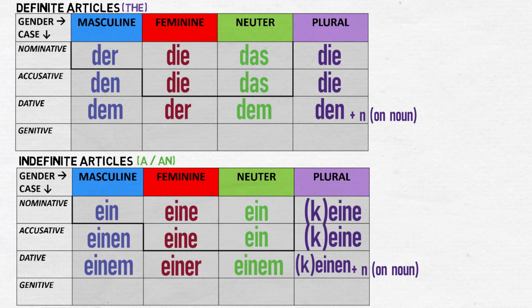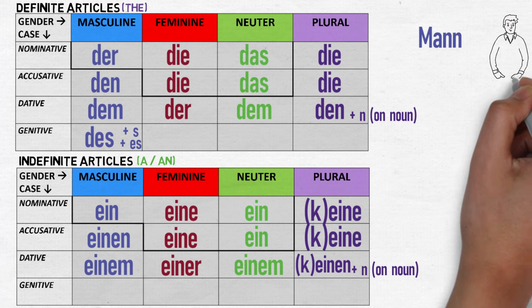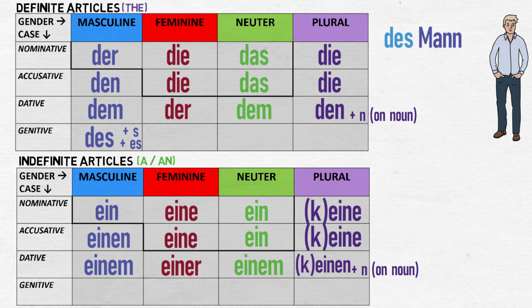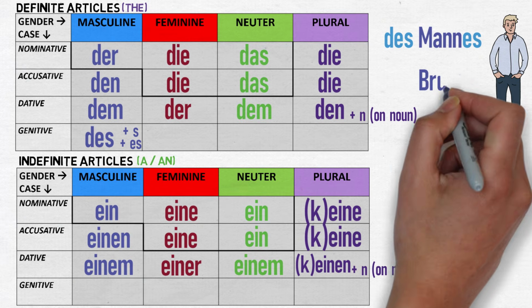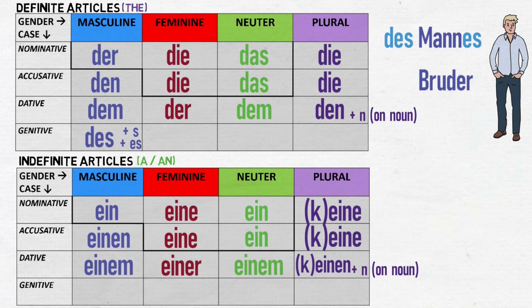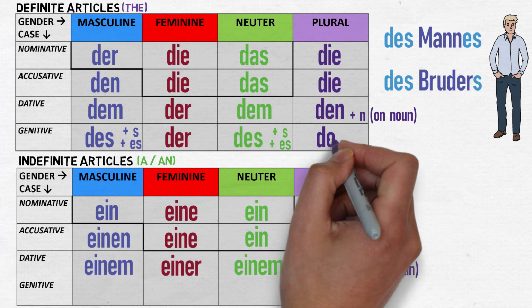In the genitive case, the definite articles are des for masculine nouns, and the noun will receive an extra letter s or es, depending on the syllables. For example, one-syllable nouns, like Mann, will receive an es, for example, des Mannes. Two-syllable nouns, like Bruder, receive a single letter s, for example, des Bruders. We have der for feminine nouns, and des plus s or es for neuter nouns, which works exactly the same as the masculine. And we have der for plural nouns.